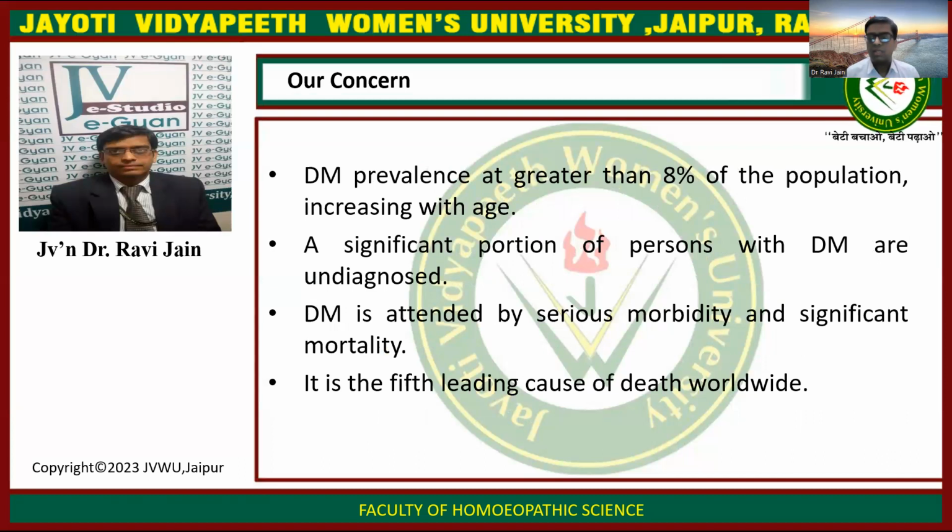Now, why are we concerned about diabetes mellitus so much? Because its prevalence is greater than 8% of the population, increasing with age. There is a significant portion of persons with diabetes mellitus who are undiagnosed, and it is attended by serious morbidity and significant mortality.